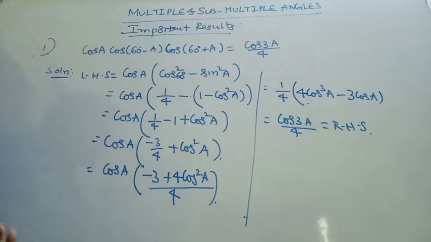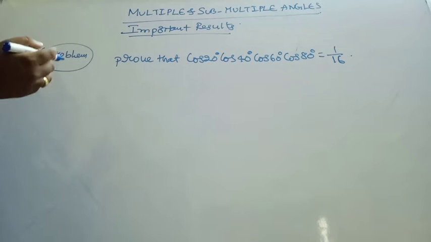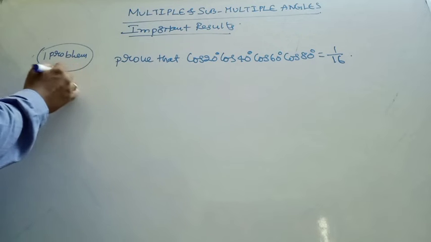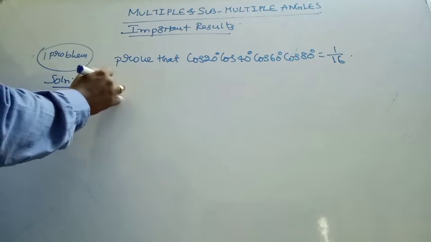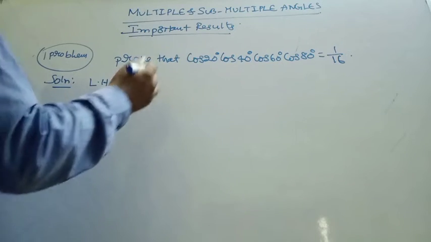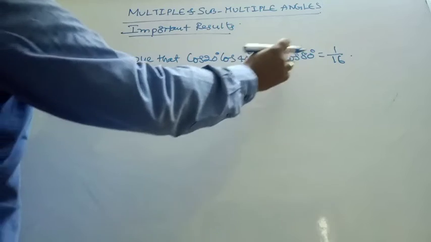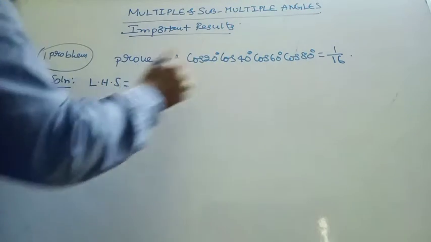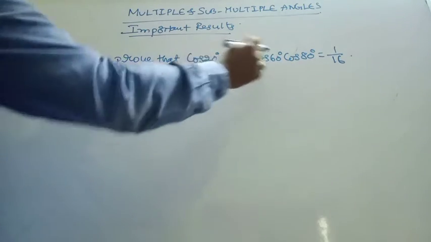Now based on this, we do immediately one problem also. What result we have proved, based on that immediately we have got this problem. You see how we are going to do this particular problem. Left hand side, let us write, my dear students: prove that cos 20, cos 40, cos 60, cos 80 equals 1 by 16. I am going to write cos 60 degrees here, actually. Cos 60 degrees value is 1 by 2.